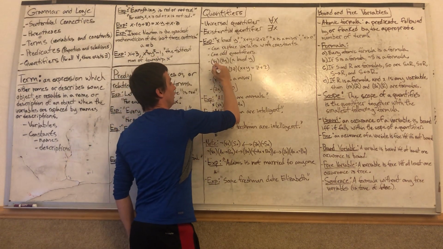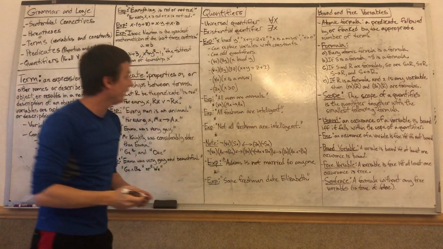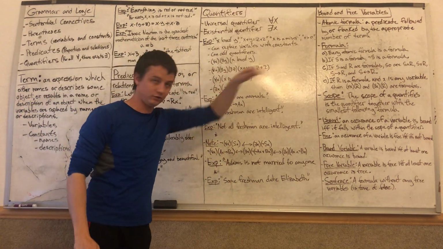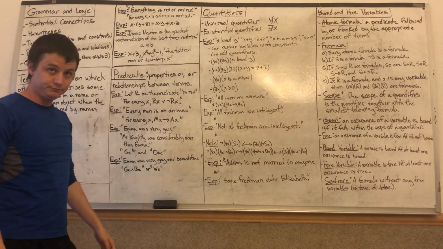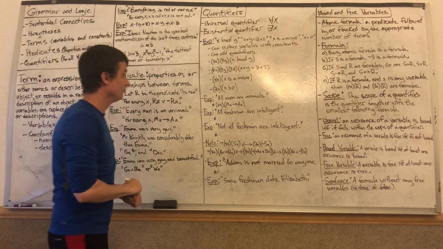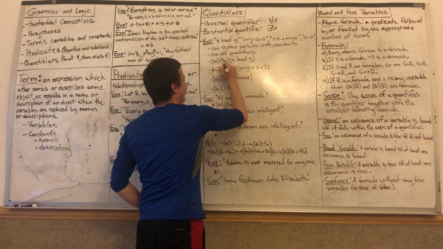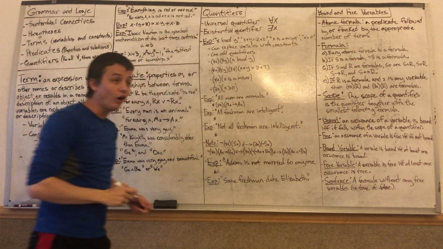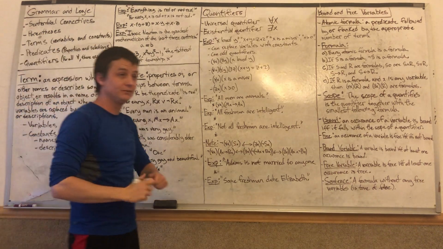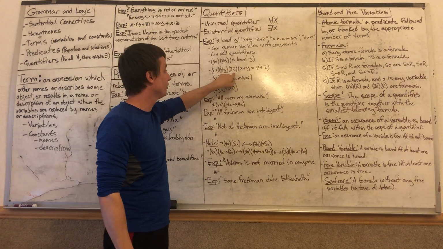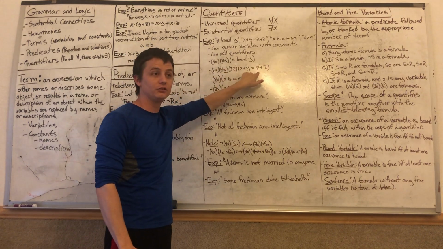If we change this to for all x, for any x you pick, I can find a y and a z such that this is true. Yes, that's true. Now, for all x, for all y, for any two numbers you pick, I can always find another number such that this expression is true.